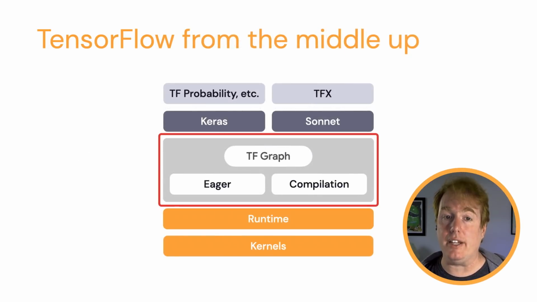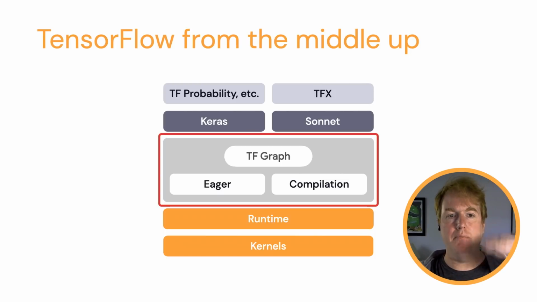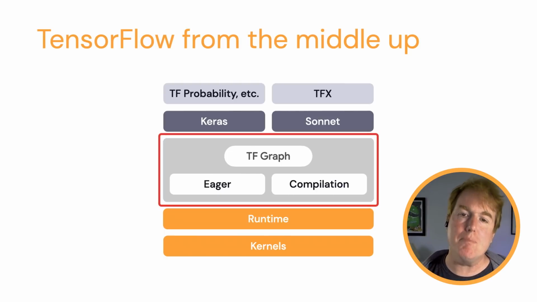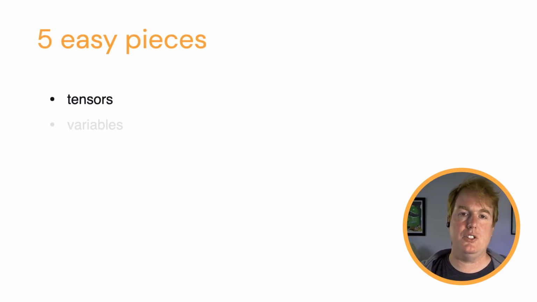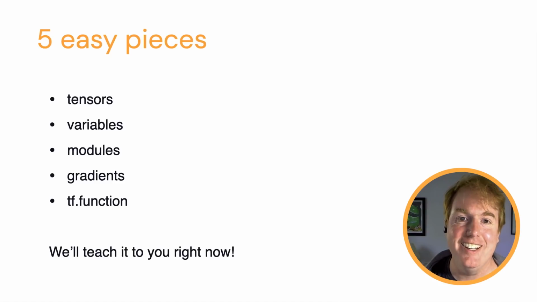TensorFlow has a lot of different layers. Even though this talk is from the ground up, the part that we're talking about today is the Python part that fits above the runtime, but below the high-level APIs like Keras and Sonnet. If you're doing applied machine learning, you might want a higher level API than this, but those higher level APIs are built using these fundamental parts. So what are these parts? Well, there's 5 easy pieces: tensors, variables, modules, gradients, and tf.function. And we're going to teach them to you right now.